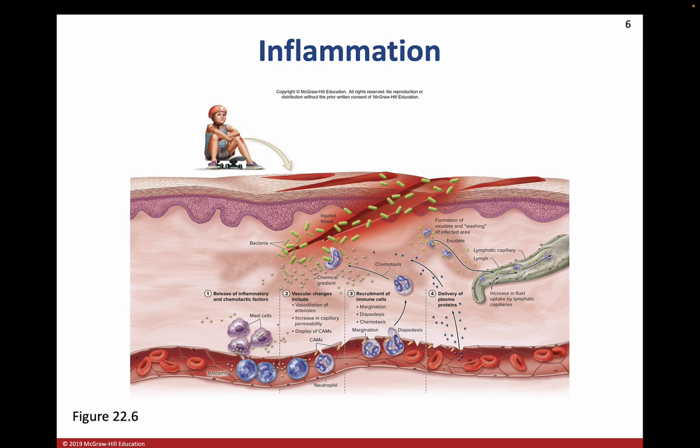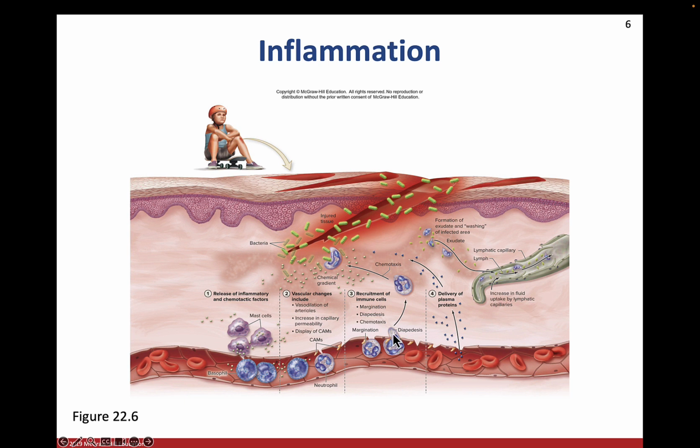Then we have the recruitment of immune cells, and we can actually see what's happened to the white blood cells. Notice they have adhered themselves to the CAMs, and they're just going to roll along the vessel. And how they're actually going to leave the vessel is through the process of diapedesis. And we can see that here as they're squeezing through these intracellular gaps.